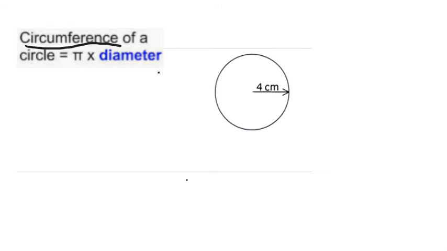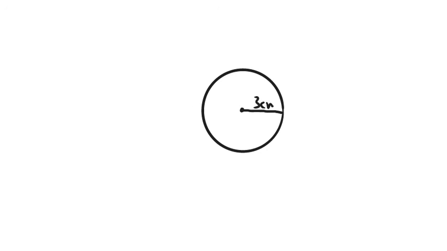Hi guys, so this is a video about the circumference of a circle. So again, one of the basic things that you need to know about circles is the difference between the diameter and the radius of a circle. So you need to understand that first before you look at this. If I was to take a circle and the distance from the center to the outside was 3 centimeters, that is actually the radius. So that's what the radius is.